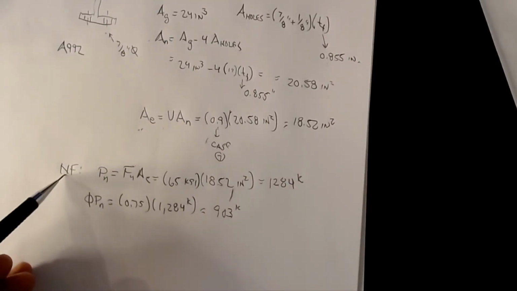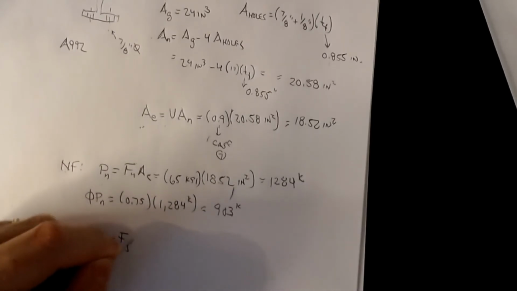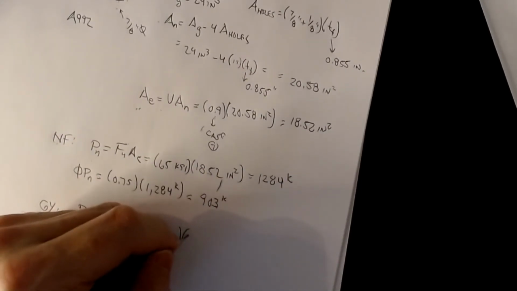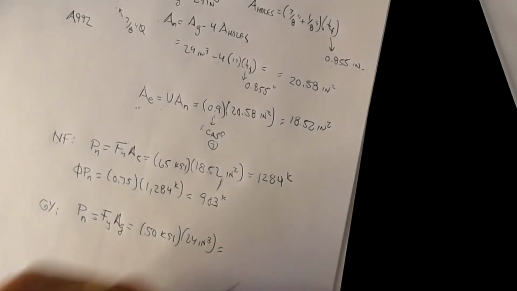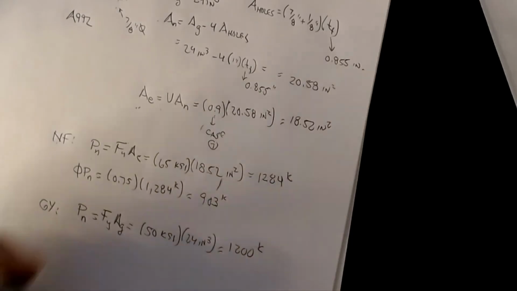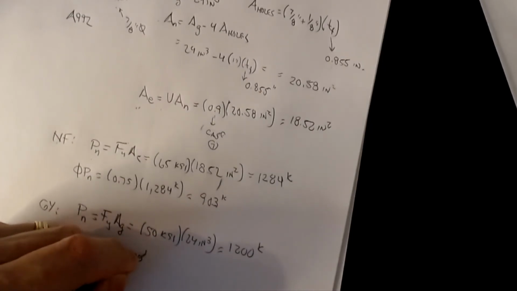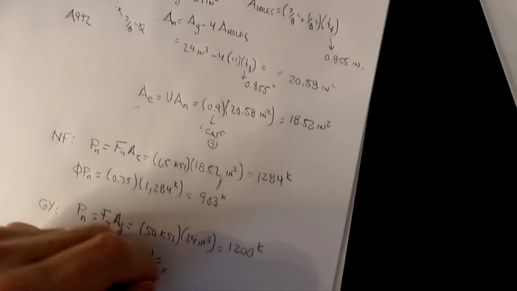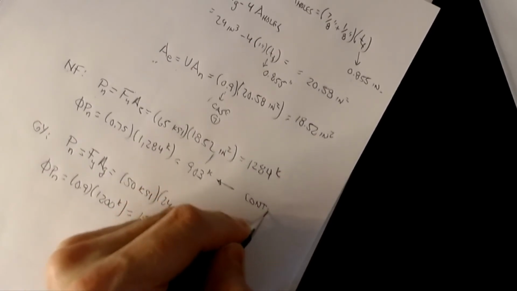Now, what you do once you have net fracture is you compare that to the gross yielding case. So maybe I'll go ahead and do that one real quick. Fy times AG, that would be 50 ksi, and my AG we said was 24 inches squared. So 24 times 50 is 1,200 kips, and then phi PN of this, the phi for gross yielding is 0.9, and I multiply that by my 1,200 kips. 0.9 times that value, I get 1,080 kips. And so the smaller will be the one that controls. So the capacity of this member in tension is only 903 kips, even though gross yielding is significantly higher.